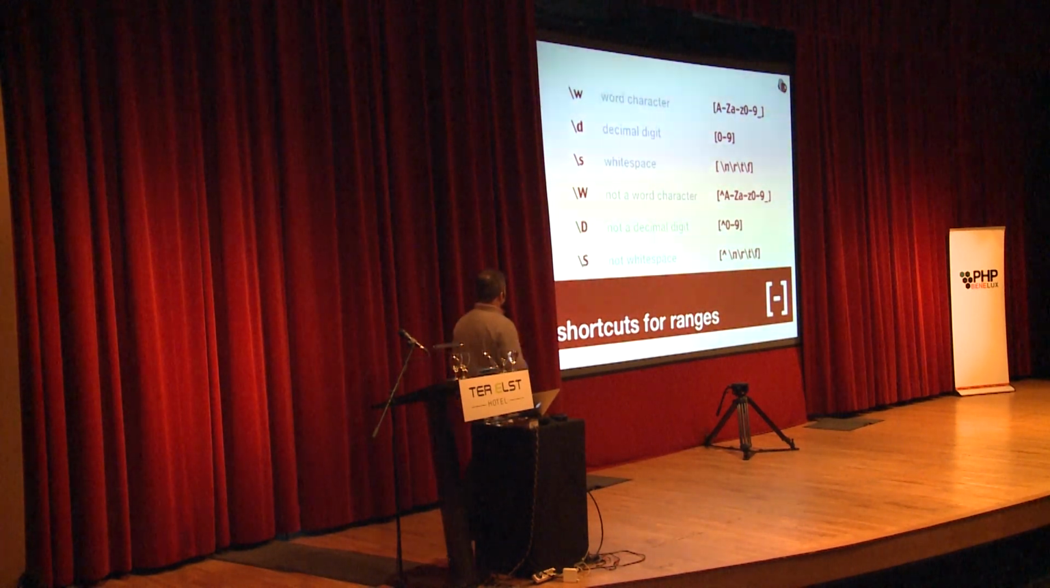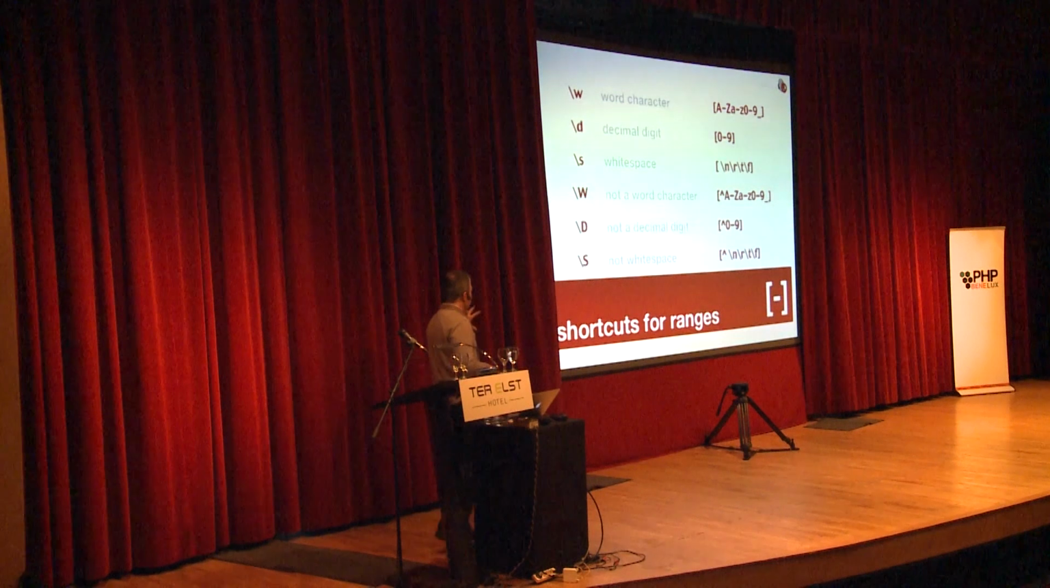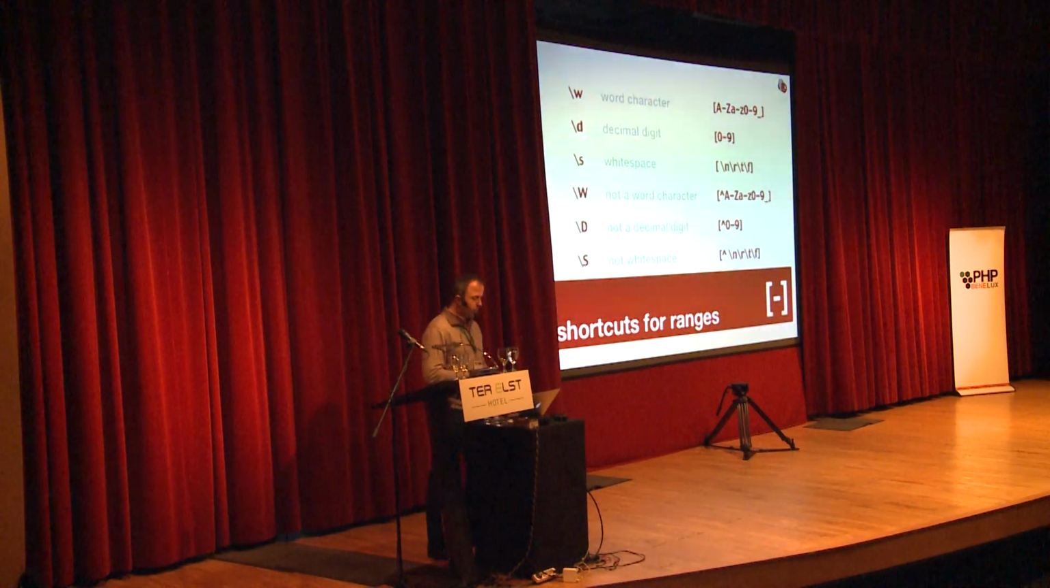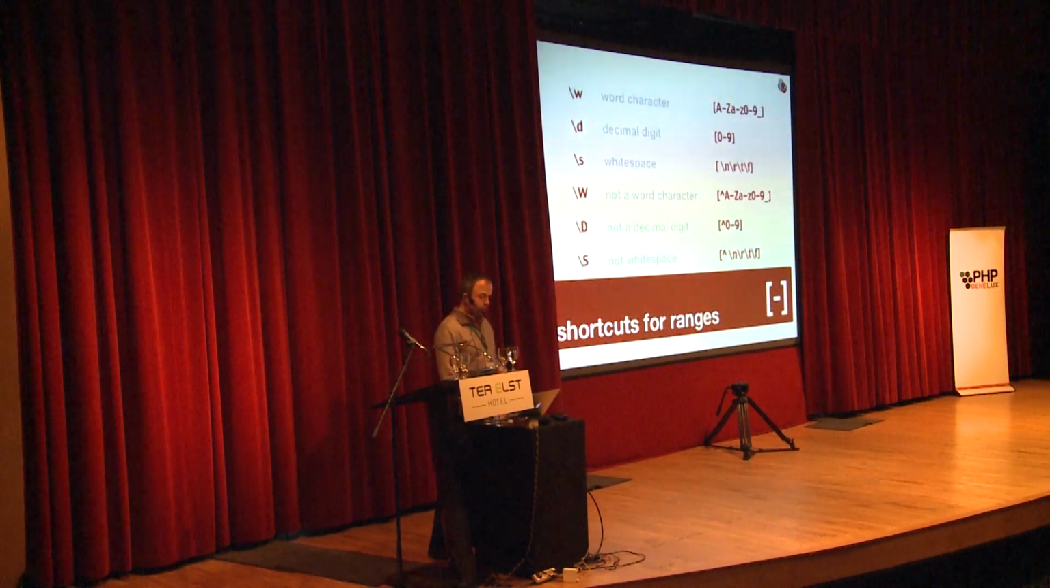\d is for digits, \s for white space. And then the capital versions of these are the opposites. They're negated character classes: not a word character, not a decimal digit, and not white space.